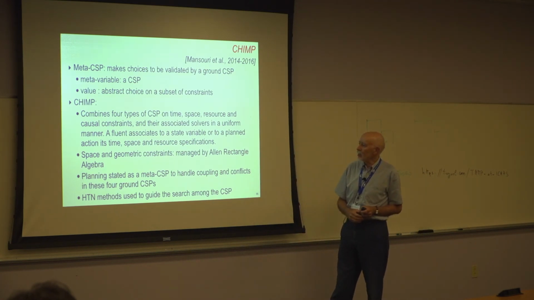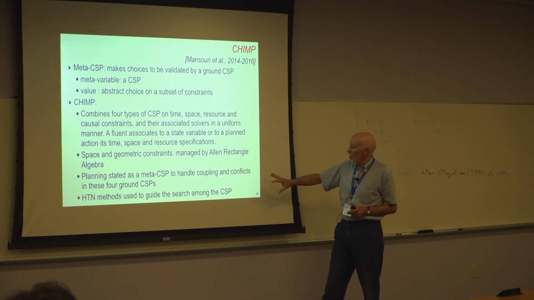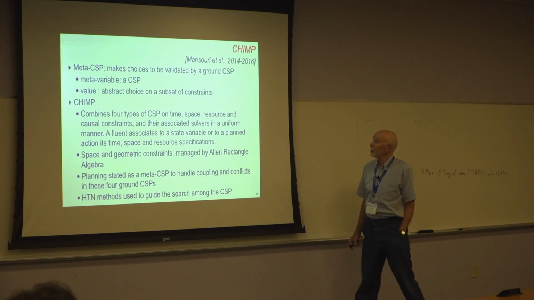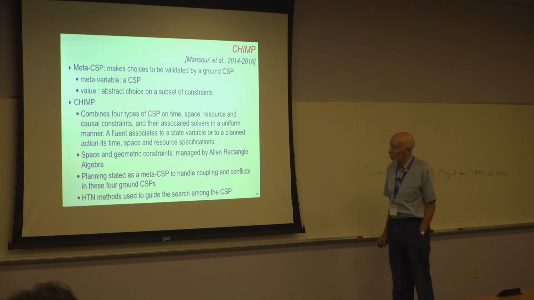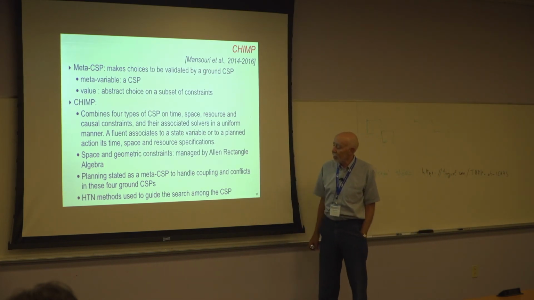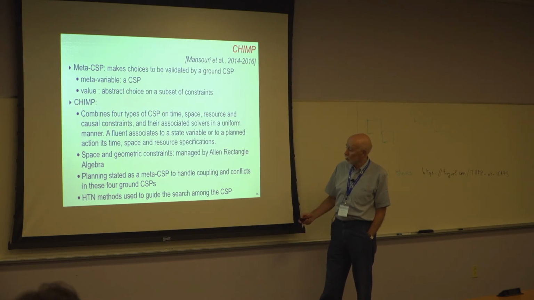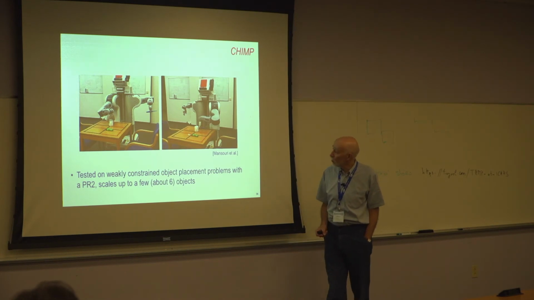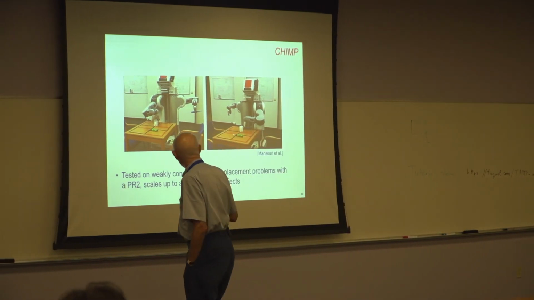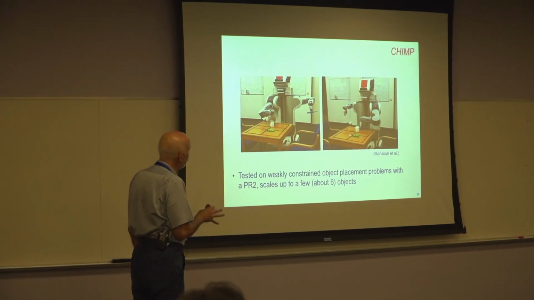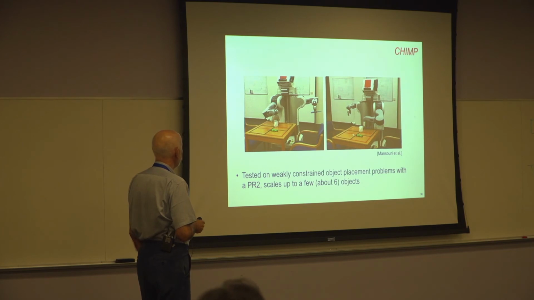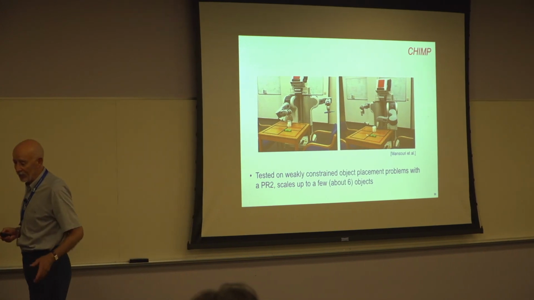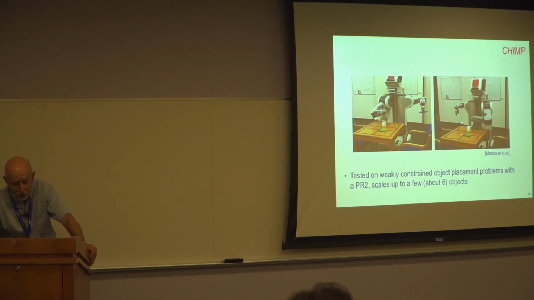And planning stated as a Meta CSP to handle coupling and conflicting effects between different CSPs. Initially, the CHIMP was using a simple backtrack search algorithm, but they have improved that with an heuristic approach with methods to guide the search among the CSPs. They have applied that to how to set a table for a waiter robot. So weakly constrained environment, only few objects, about 6 with PR2. I think that the scaling up cannot go much beyond that at this point, in the order of about a dozen objects.